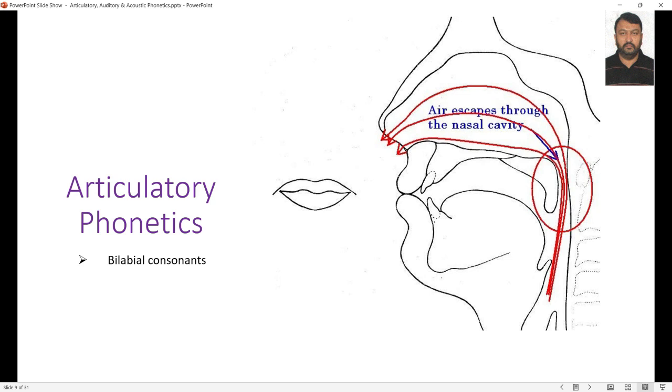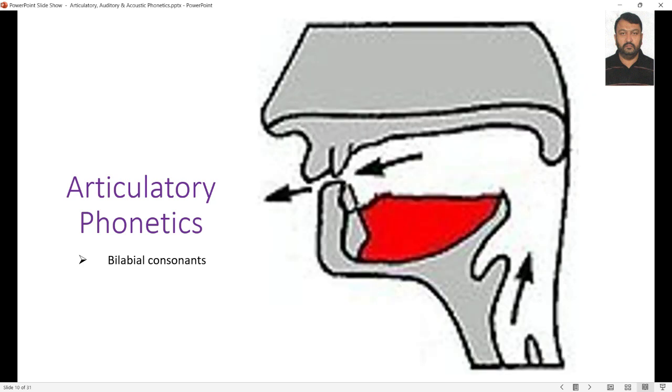Labial consonants. Main article, labial consonants. Articulations involving the lips can be made in three different ways: with both lips, bilabial, with one lip and the teeth, labiodental, and with the tongue and the upper lip, linguolabial.